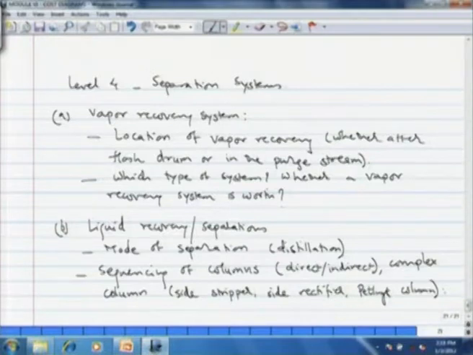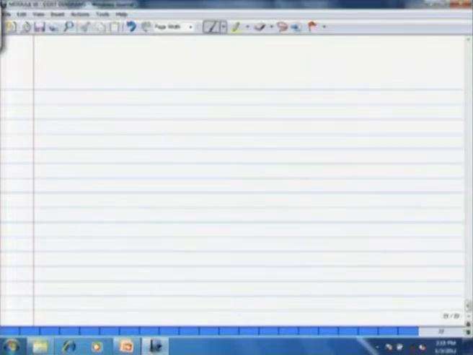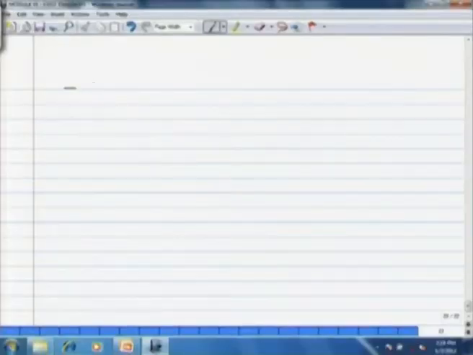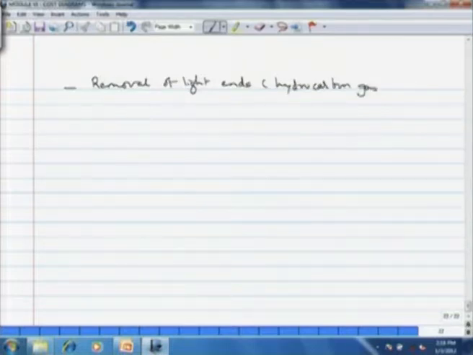Then the question about the light ends. Light ends means essentially the smaller hydrocarbons like methane, ethane, ethylene, propylene, propane, butane, butylene, 1,2-butadiene, 1,3-butadiene, and so forth. These light ends are to be removed through a stabilizer column. Light ends is essentially the gas that is dissolved in the liquid. Hydrocarbon gases.